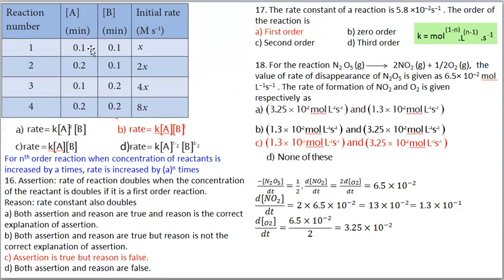So you see here, B concentration is kept constant. Here 0.1, here also 0.1. A is doubled. Doubled means increased by 2 times. Increased by 2 times. Okay. Then you compare the rate. Rate is also increased by 2 times. Is that right?